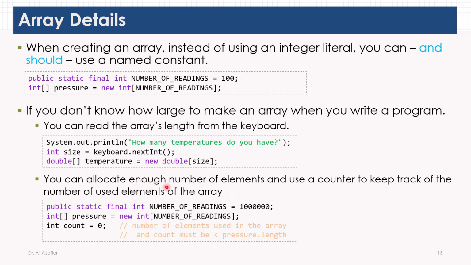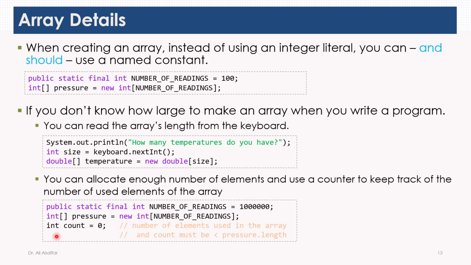You can allocate enough elements, so you declare your array with a predefined large number of elements, and use a counter as an integer to keep track of the number of used elements of the array. So this is the maximum number of elements that you have in your array, but you are not necessarily going to use all of these elements.